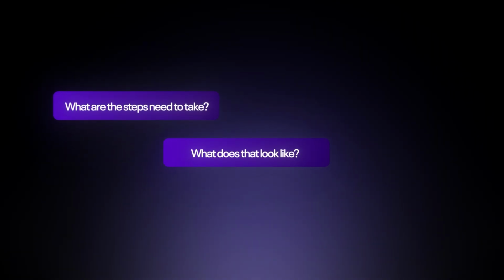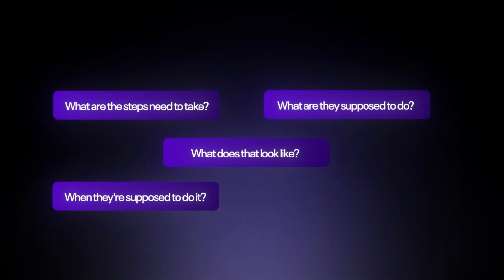What are the steps that they need to take? What are they supposed to do, and when are they supposed to do it, and how they're supposed to do it is a very important, critical responsibility of a district manager.